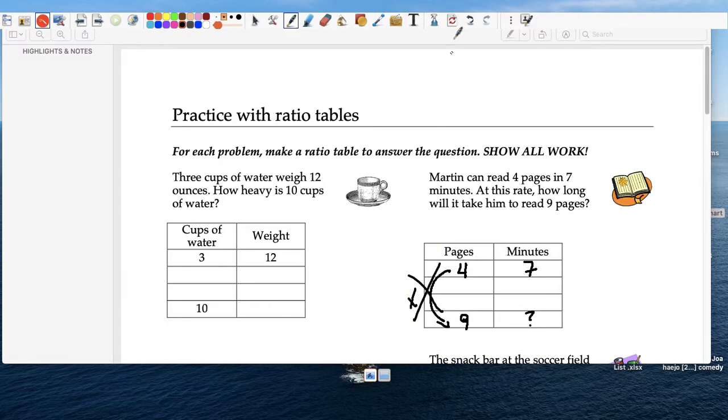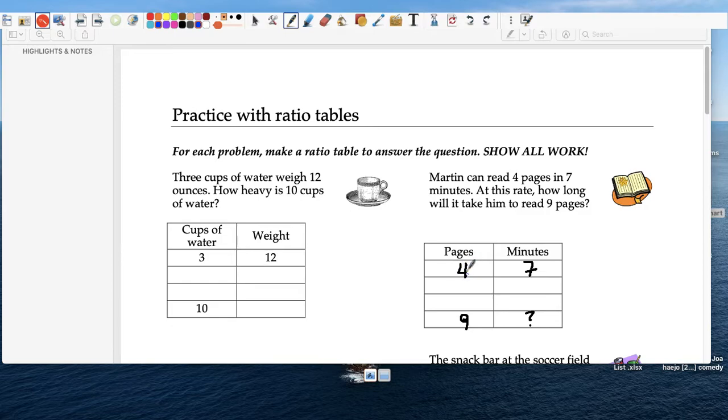So here, from 4 to 9, 4 times algo me sale 9? No, eso no me va a servir. That's not going to work for me. How about side to side? 4 times something me sale 7? También no. So that's not going to work. So when that happens, cuando nadie te ayuda, you have to make one new one, a new ratio. A ratio that's going to help you.